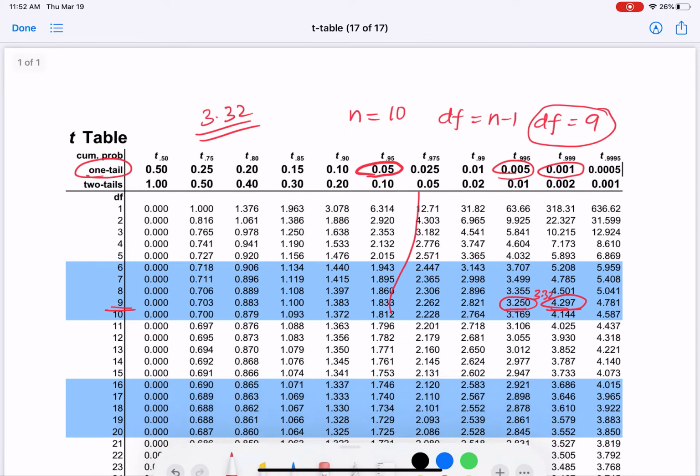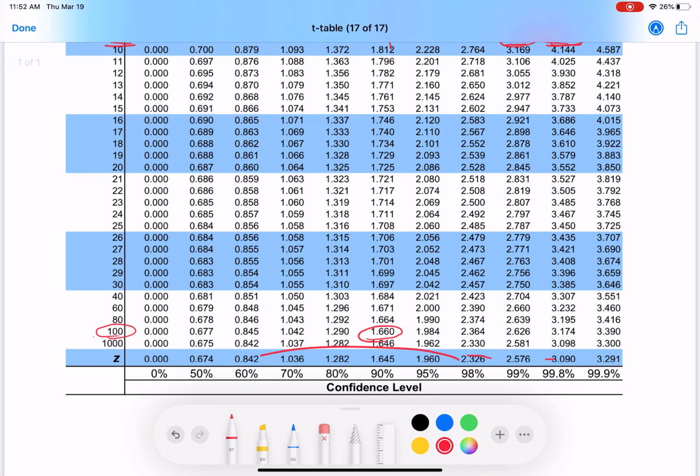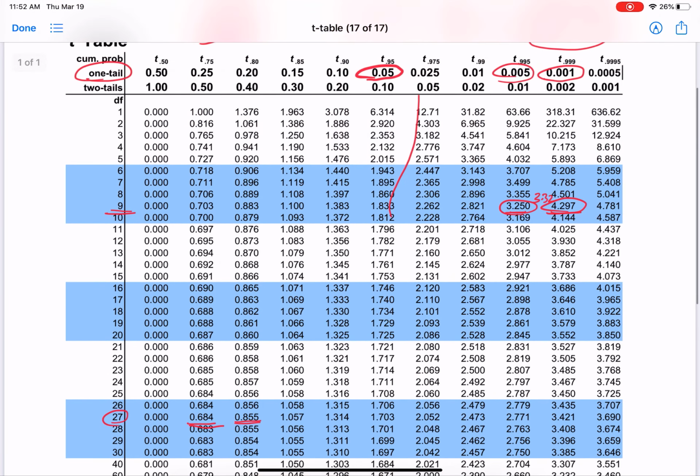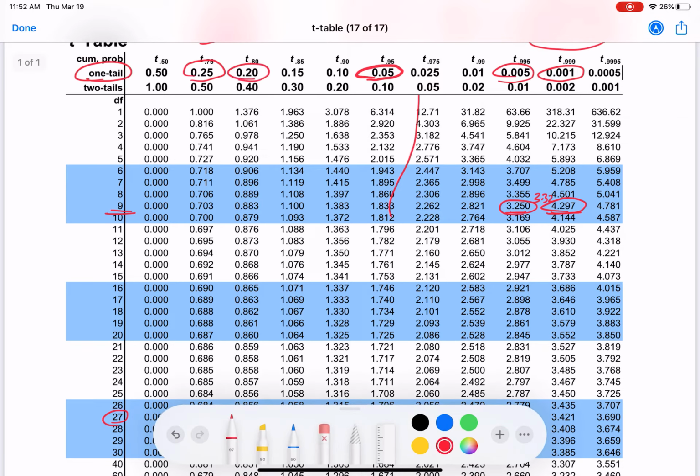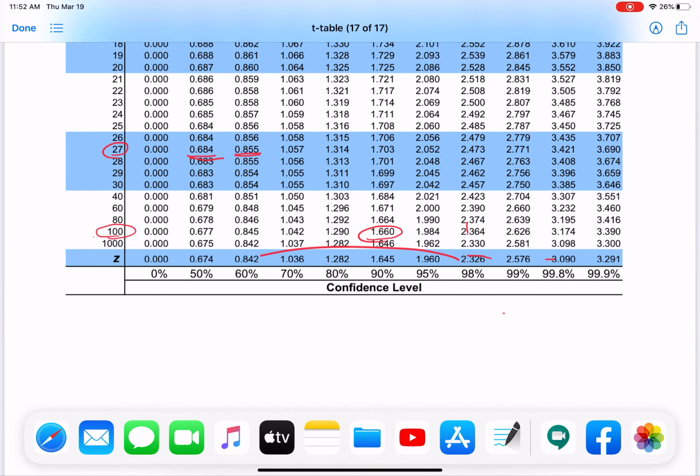So we have at df equal to 27. So this is the value 27. And we want to look where 0.7 lies. So it lies between these two. Now, what are those values? So use the one tail to determine the value. So it's 0.25 and 0.20. So let me write down the two values: 0.684 and 0.855.